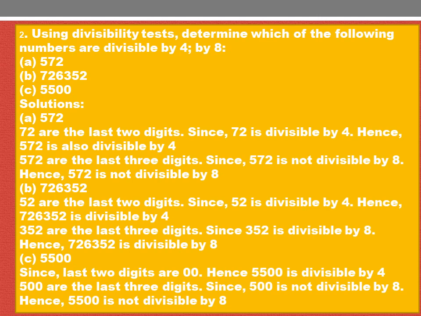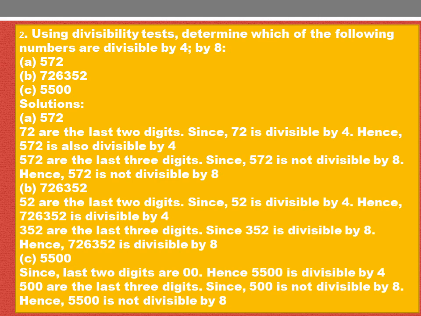But for divisibility by 8, what do you have to check? 572 are the last three digits. Since 572 is not divisible by 8, hence 572 is not divisible by 8. Similarly, we will go for part number 2, 726352. For divisibility by 4, you have to check only 52, the last two digits. Since 52 is divisible by 4, hence the complete number is divisible by 4.